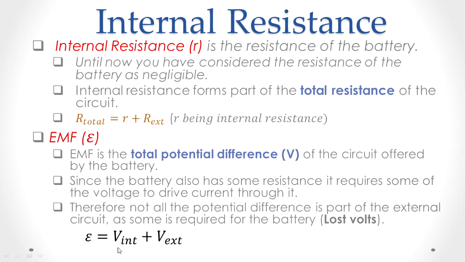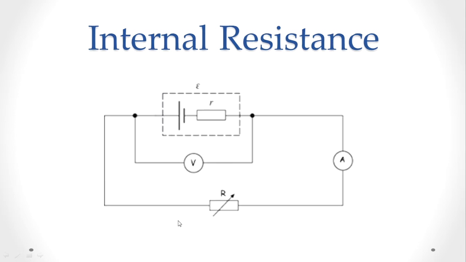Right, here's a very important formula for EMF. EMF can be calculated by adding the internal and external voltages together. We'll discuss this a little bit in more depth now. So what we see here is a typical way of illustrating internal resistance in a circuit diagram. We have this symbol here representing EMF, and sometimes I will give you the value of the EMF. We have the symbol here for internal resistance, and they will sometimes give you those values too.